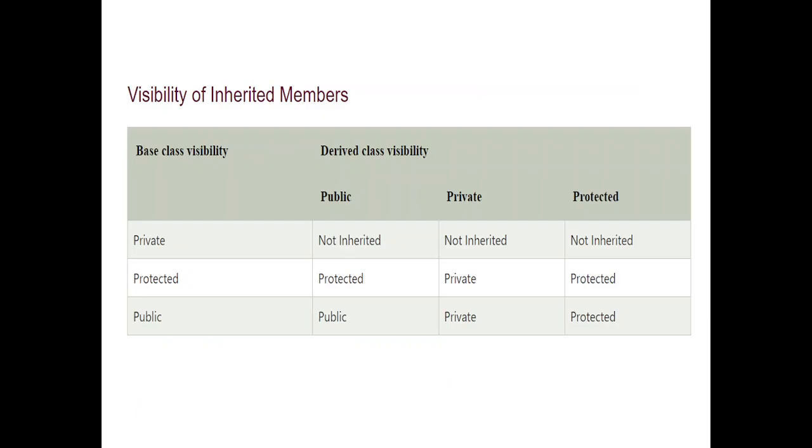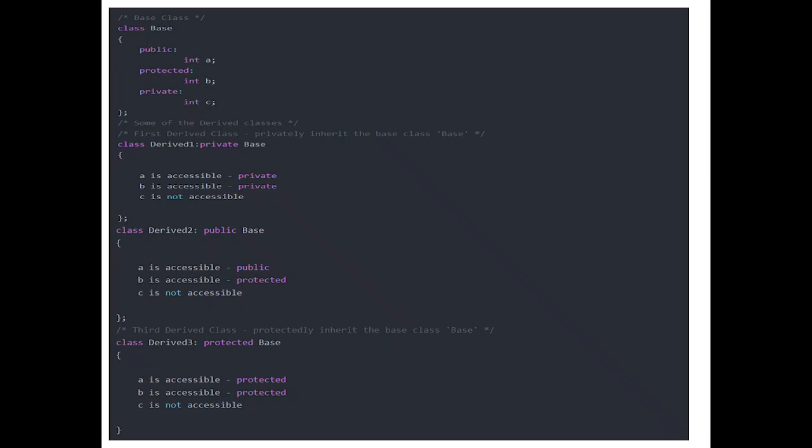Now let us see the visibility of inherited members. So we have private, public, and protected, right? So depending on the combination of the base class and derived class, we'll have different visibility of the inherited members, right? Now let us see an example. So you have the base class, and here the derived class. So we have given A as public, B as protected, and C as private in the base class.